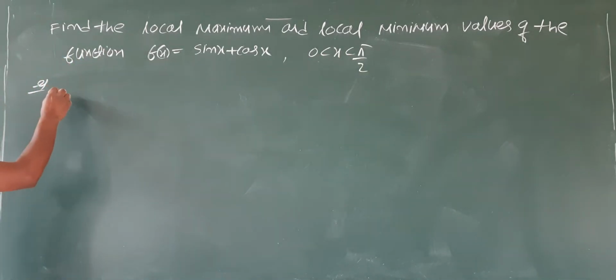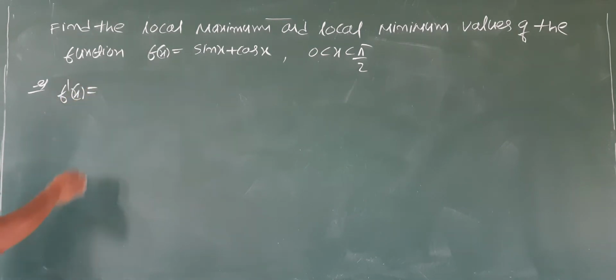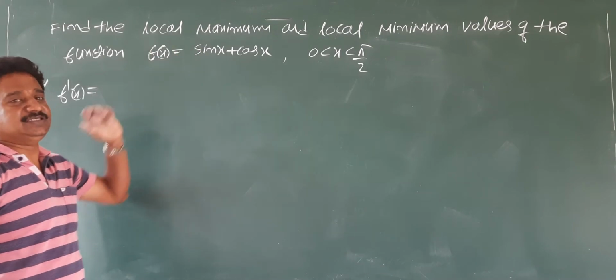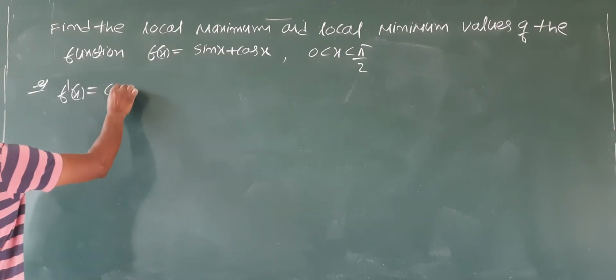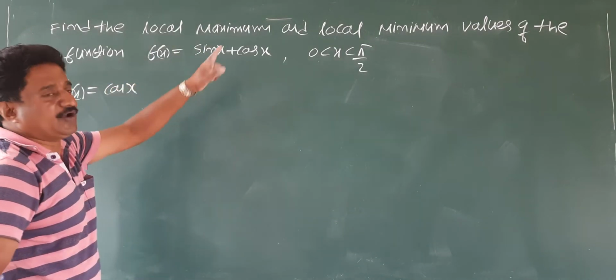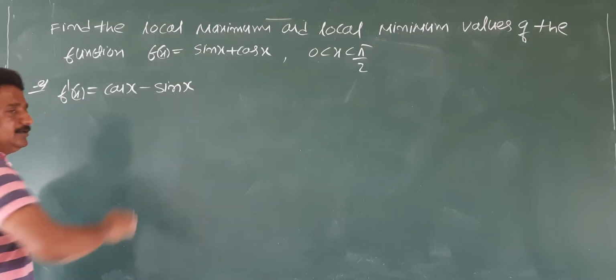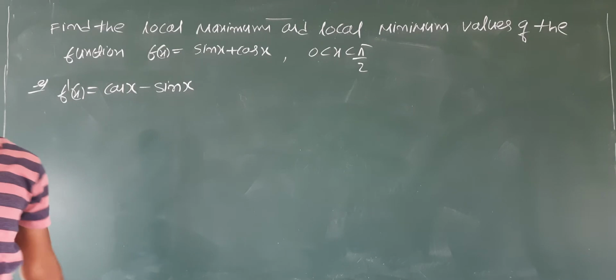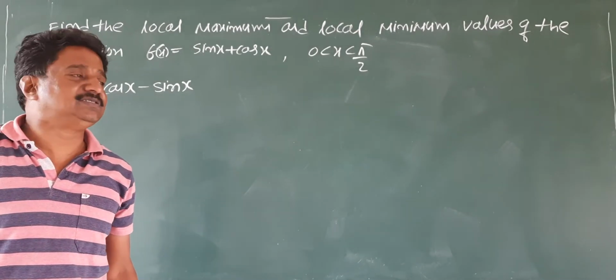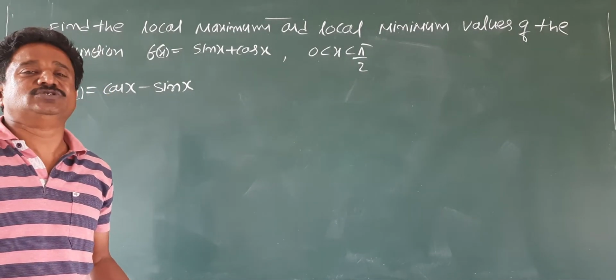So f dash x: differentiation of sin x is cos x, and differentiation of cos x is minus sin x.